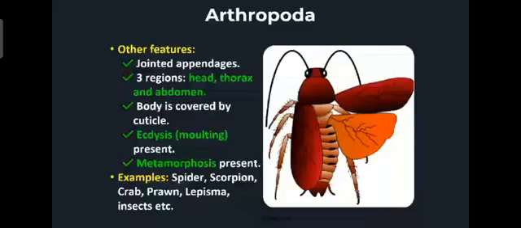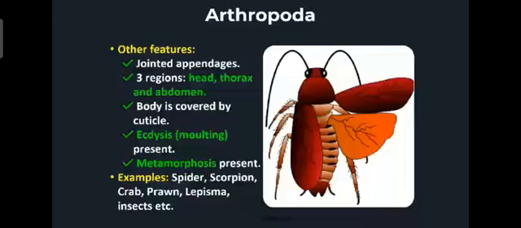So in the cockroach you can see where the eyes are there. That upper part is the head region. Then after that, that triangular shape is the thorax region. And then where the wings are there, that is the abdomen region, which is segmented. So the body consists of head, thorax and abdomen.